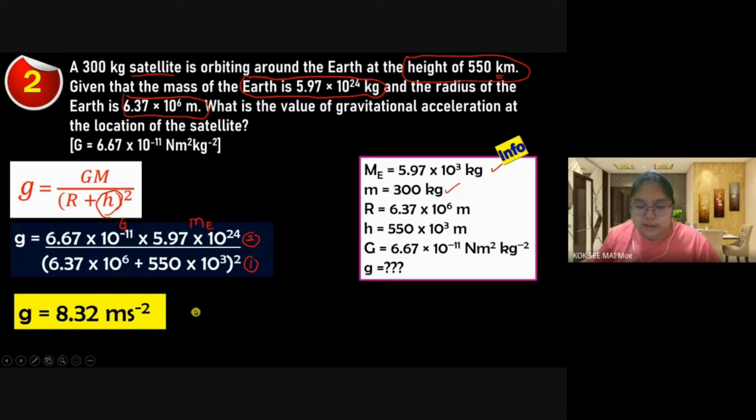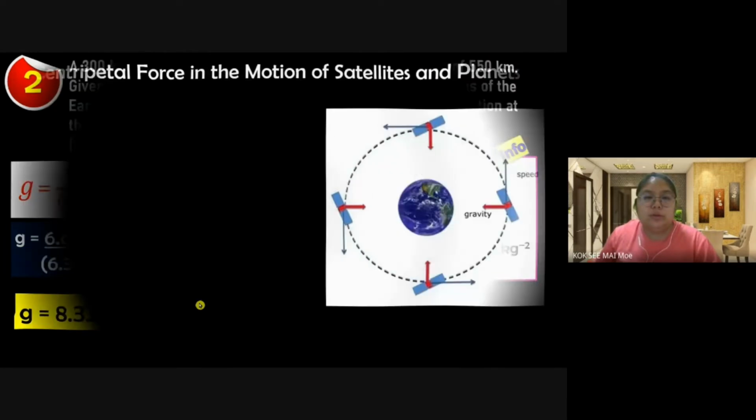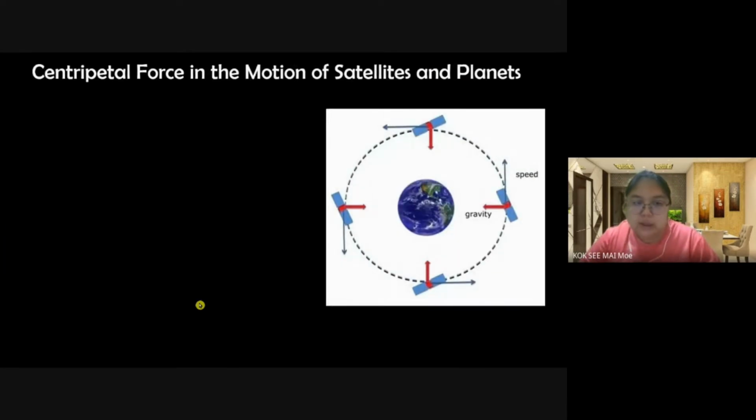This question is just the same as just now, exactly put in, but the problem is just the height. Just the height, you need to be careful. So after this one, we need to go to another formula. Another formula is related with the velocity. We go to centripetal force. Centripetal force in the motion of the satellite and planet.